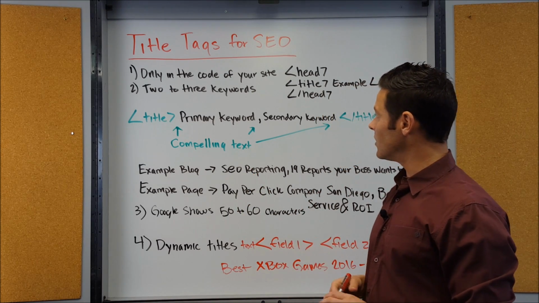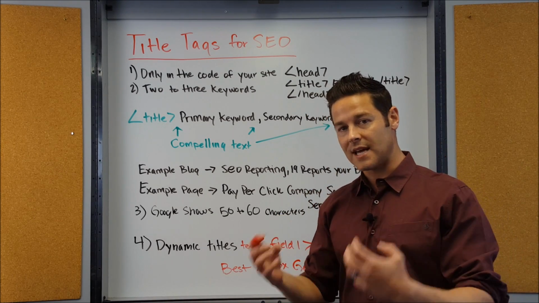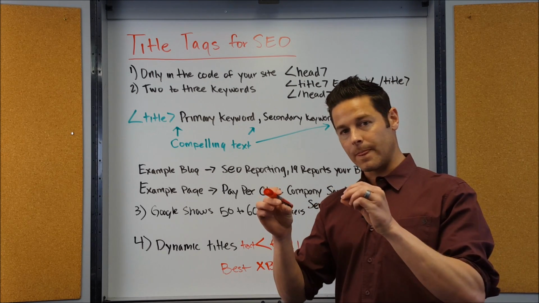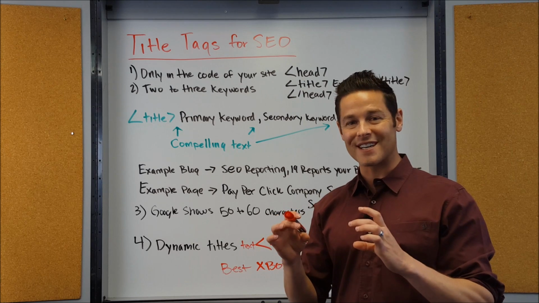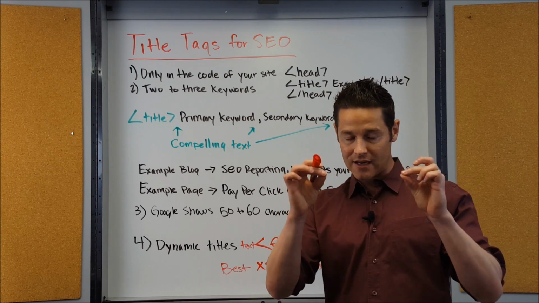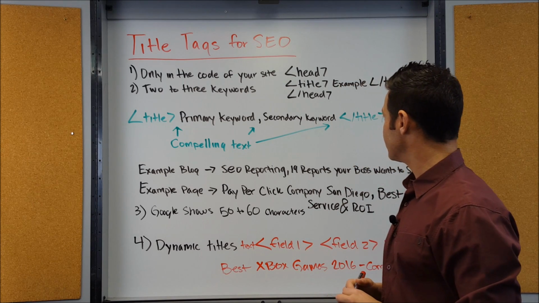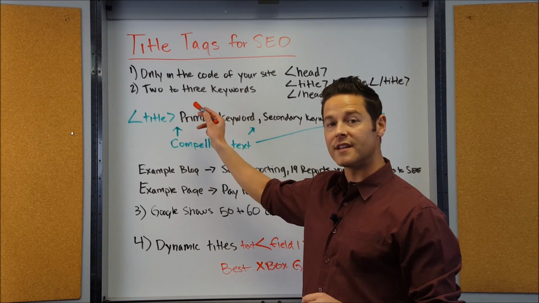So it's only in the code of your site, but it's also what Google most of the time takes and then displays within the search results, okay? So they get to make that decision, but in most cases, they're going to take what's in the title and list that for the search results, okay? So most of the time, what you're going to do is try to get 2 to 3 keywords within your title.